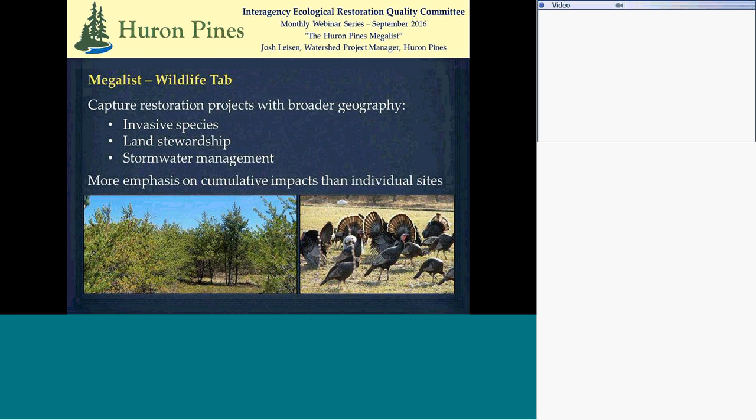Likewise, partners may set a goal of reducing inputs of sediment to a watershed by, say, 10%. Reaching that goal may entail any combination of agricultural stewardship, stream bank stabilization, or stormwater management projects that achieve that goal, but any individual property or site might not stand out as a regional priority on its own.